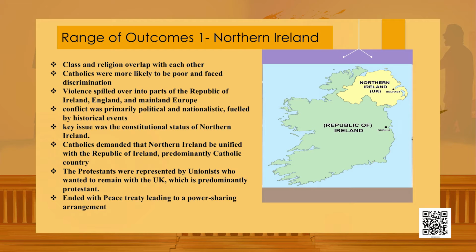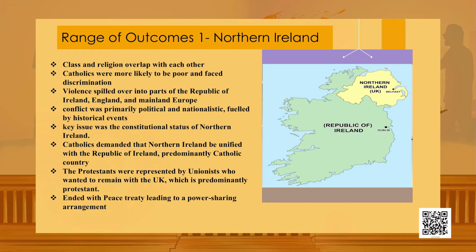Here, class and religion overlap with each other. Its population is divided into two major sects of Christianity. 53% are Protestants, while 44% are Roman Catholics. If you are Catholic, you are also more likely to be poor, and you may have suffered a history of discrimination because of this. The region has been for many years the site of a violent and bitter ethno-political conflict.